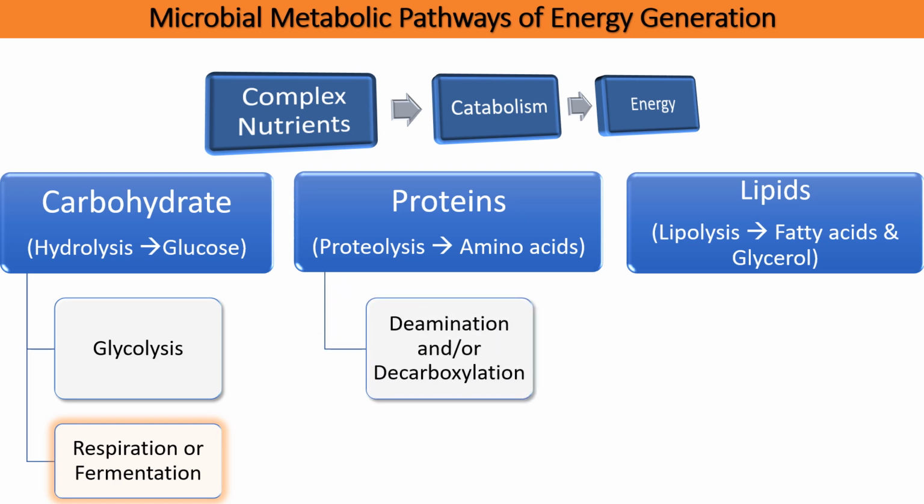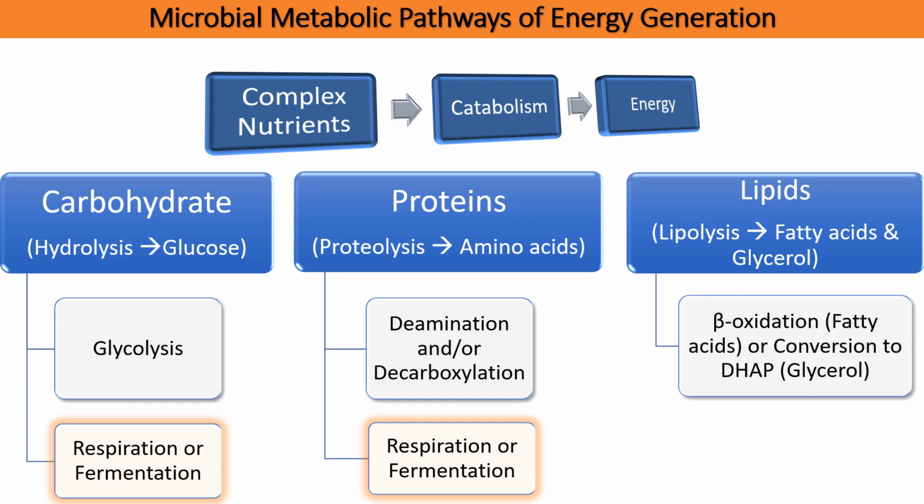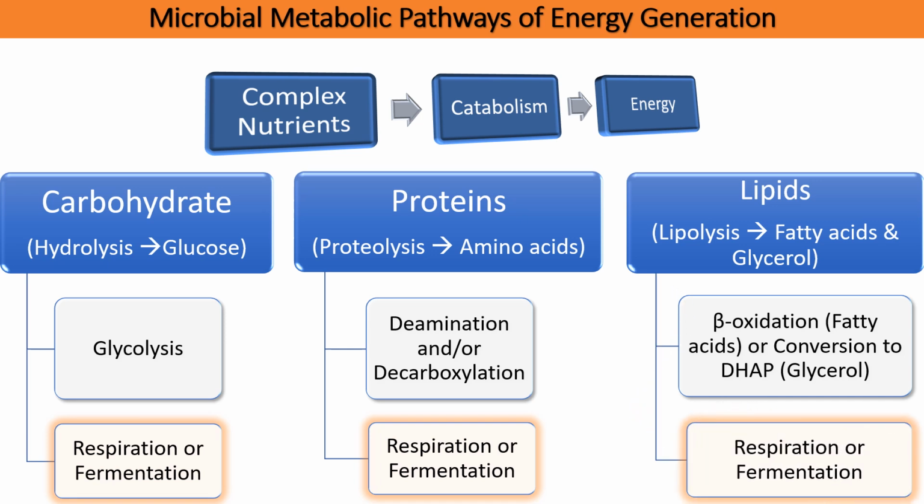In the case of proteins, they are metabolized through conversion of the amino acids into organic compounds through deamination, decarboxylation, and other reactions, and subsequently those organic compounds are further metabolized through respiration or fermentation to release energy. In the case of lipids, the fatty acids produced are oxidized through beta oxidation pathways, while the glycerol is converted to dihydroxyacetone phosphate, which is later metabolized through respiration or fermentation pathways, as we are going to see in the next slides.